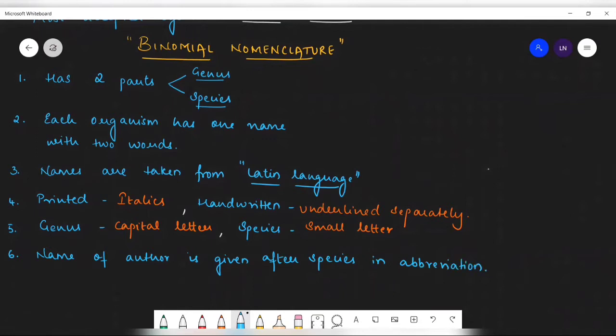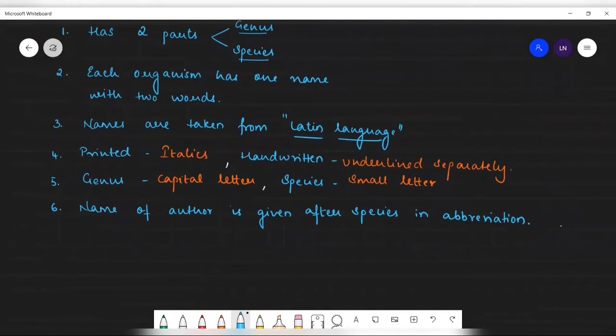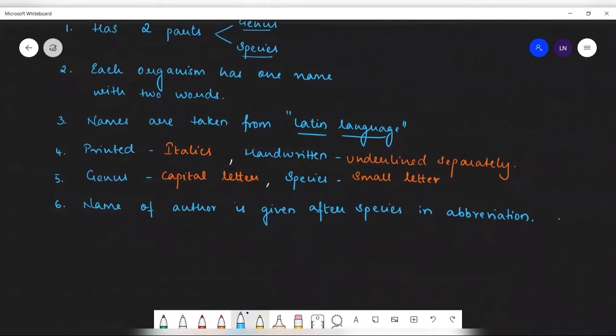Clear? Did you understand? So let's take an example. That would be a better way to understand, isn't it? Now I am taking an example, which is my favorite, Mangifera indica Linn.